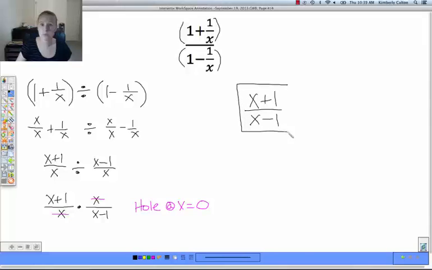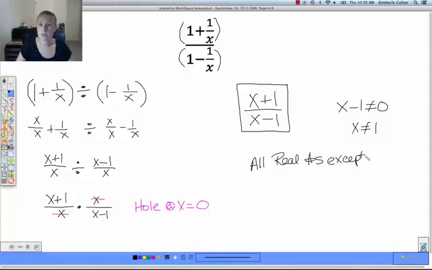And this is my simplified answer, but remember I have to include the domain. So since the domain is x minus 1, I know that x minus 1 cannot equal 0. Therefore, x cannot equal 1. So my domain can be written as all real numbers except 0 for my hole and 1 for my excluded domain.